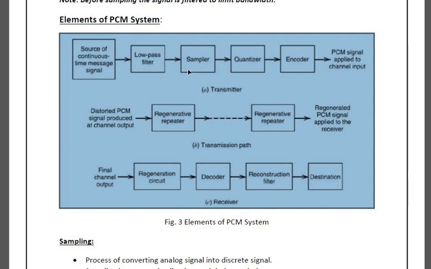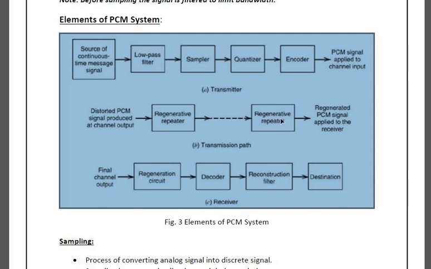Regenerative repeaters are the intermediate points between your transmitter and the receiver. They are used to boost up your pulse amplitude and to avoid distortions. In these regenerative repeaters, you will have an equalizer, a timing circuit, and a decision making circuit. The final channel output is given to the regeneration circuit, and that output is given to the decoder.